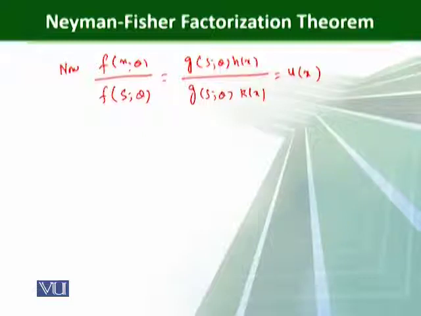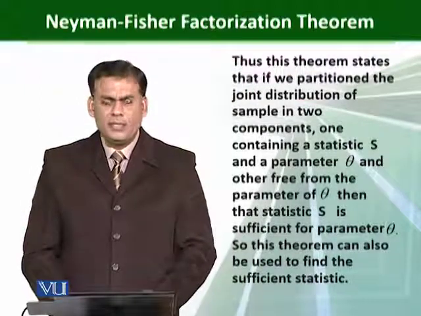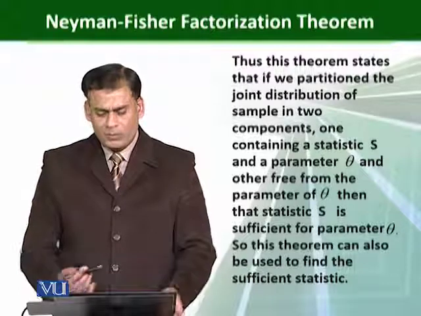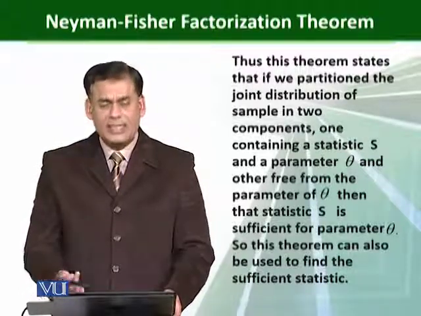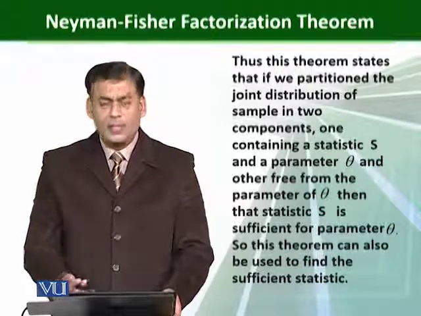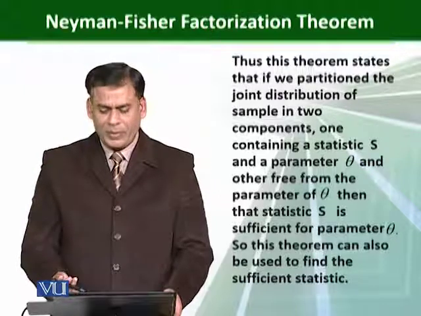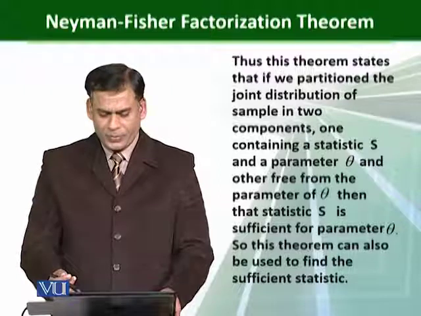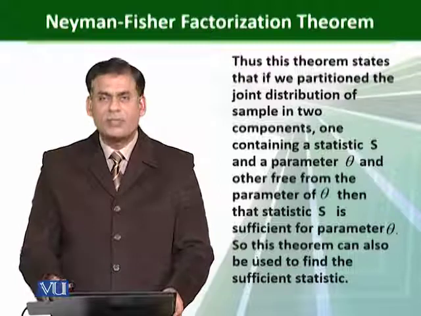Since the conditional distribution of the sample given s, under the assumption that 1 holds, is independent of theta, therefore it satisfies the condition of being a sufficient statistic. Hence, if 1 holds, then s is a sufficient statistic for theta. You can see that this function is free from theta, so it is a sufficient statistic. If we summarize this theorem, it states that if we partition the joint distribution of the sample into two components, one containing the statistic s and the parameter theta and the other containing a function of x, then we say that s is a sufficient statistic for parameter theta.